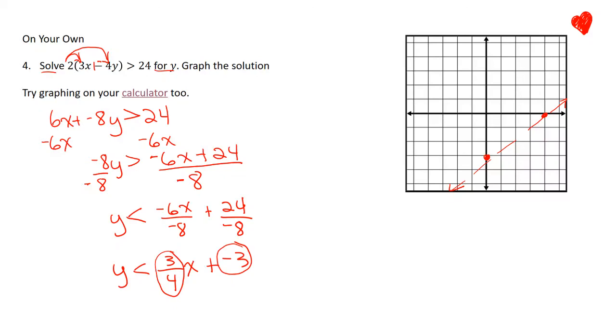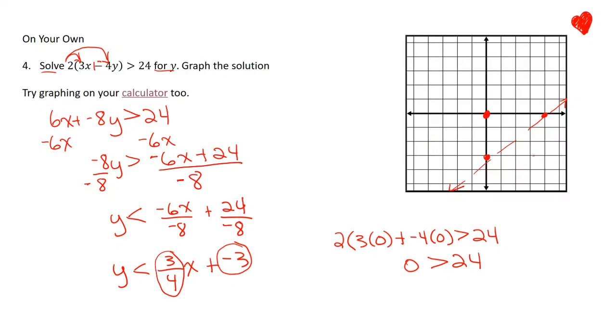Now I'm guessing that the greater side is going to be up here in this top section, but I don't know for sure. So let's choose a point to find out. Let's try 0, 0. So we're going to say 2 times 3 times 0 plus a negative 4 times 0 greater than 24. All right, so 3 times 0 plus negative 4 times 0, that's 0. 2 times 0 is 0. Is 0 greater than 24? No, it's not. So all of this top section up here is not included in our answer.